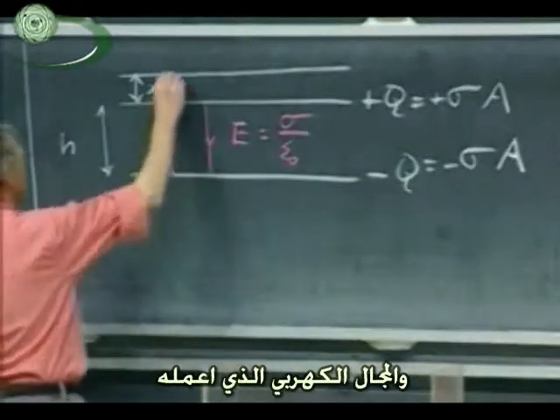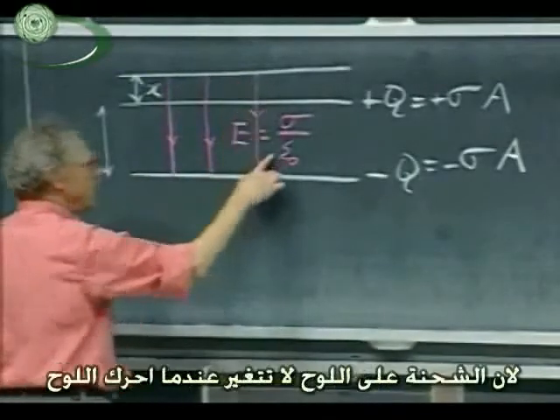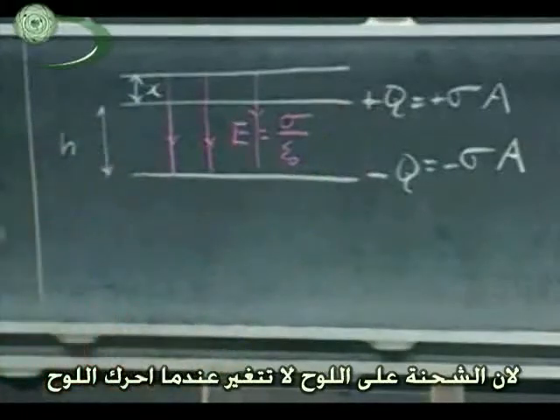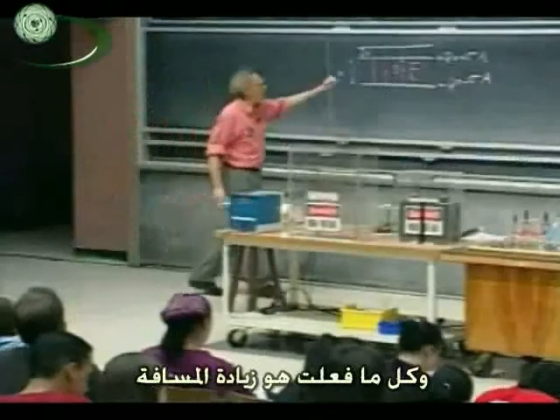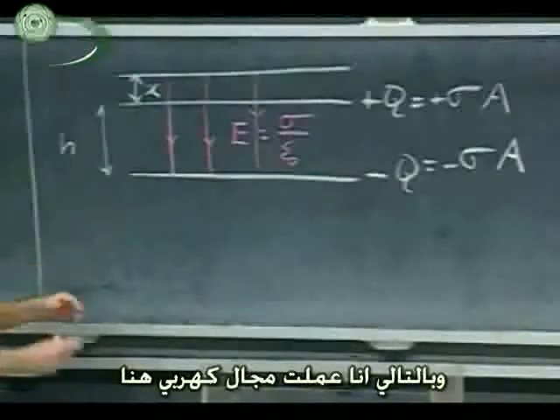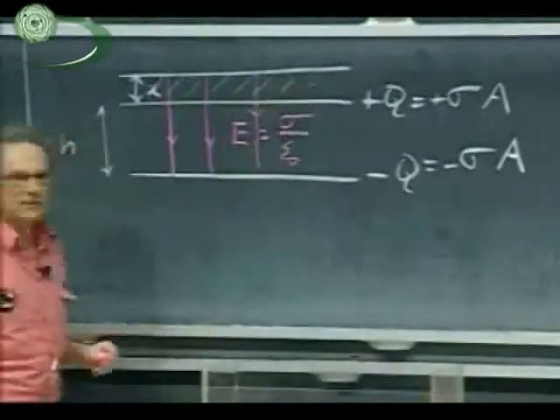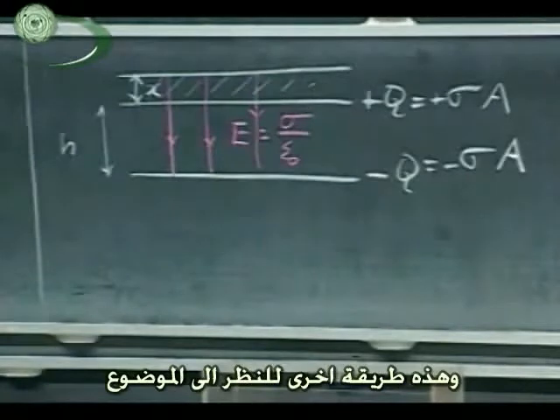And the electric field that I'm creating has exactly the same strength as this, because the charge on the plates is not changing when I'm moving, the surface charge density is not changing. All I do is I increase the distance. And so I am creating electric field in here. And for that, I have to do work. That's another way of looking at it.